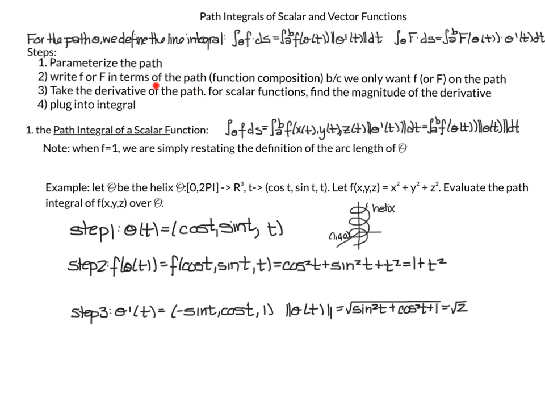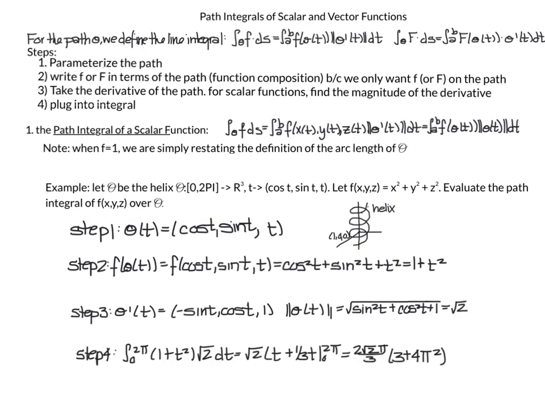Step 3 is take the derivative of the path. And for scalar functions, which we have, we're going to find the magnitude of the derivative. So sigma prime of t, here's our sigma, is going to be derivative of cosine is negative sine, derivative of sine is cosine, derivative of t is 1. And the magnitude of this is the square root of sine squared, cosine squared, 1 squared, which is square root of 2.